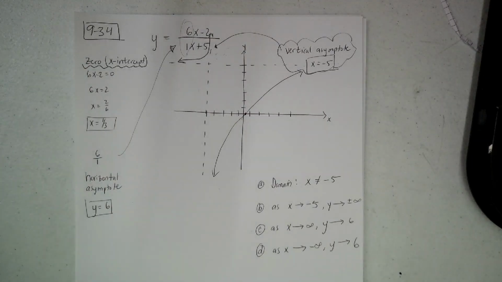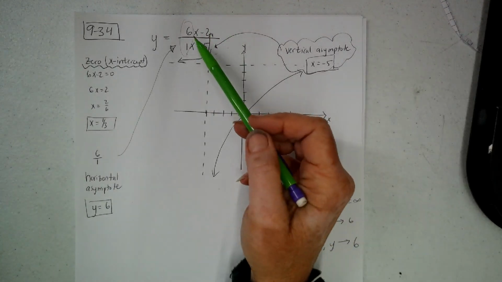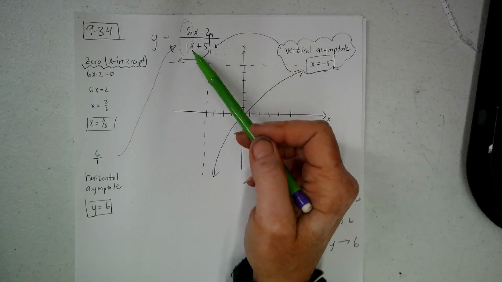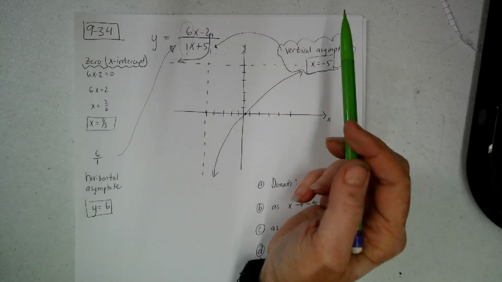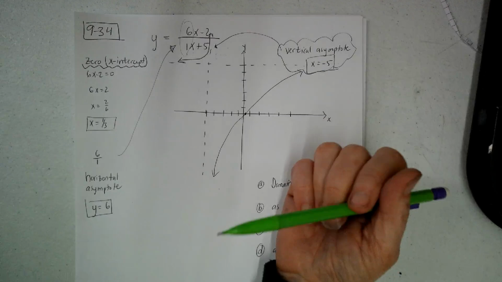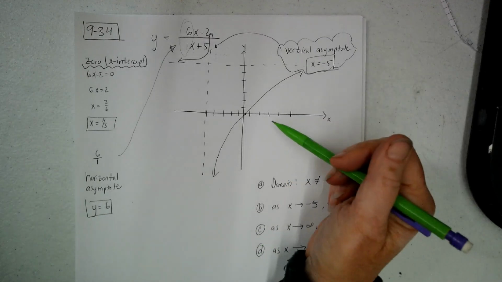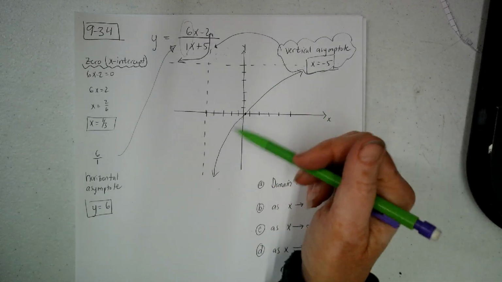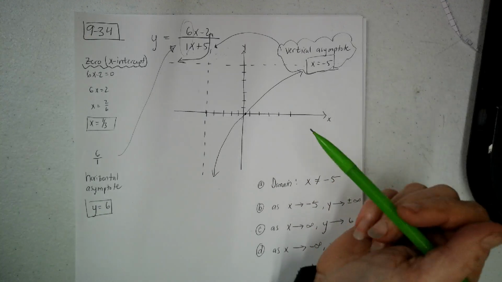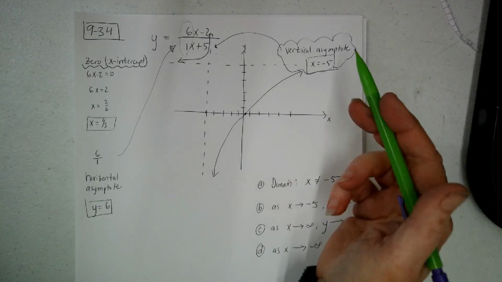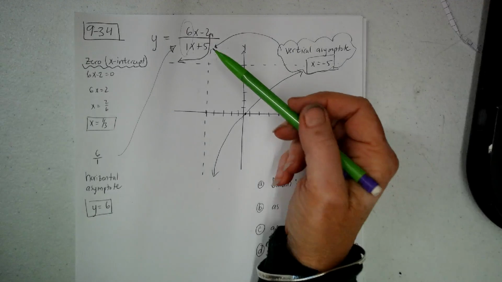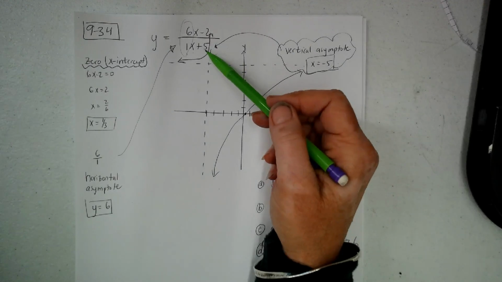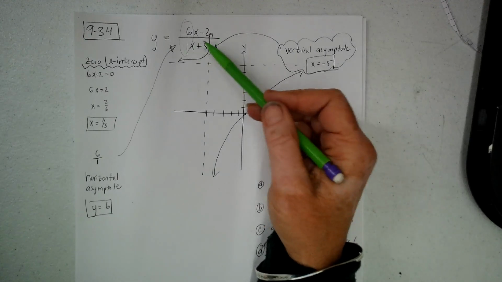Here's pre-calc. This is problem 9-34, and it's asking you to sketch a graph of (6x minus 2) over (x plus 5). So I just sketched a graph by hand. Now I see that my scaling, I could have scaled it differently. I'm counting by ones.